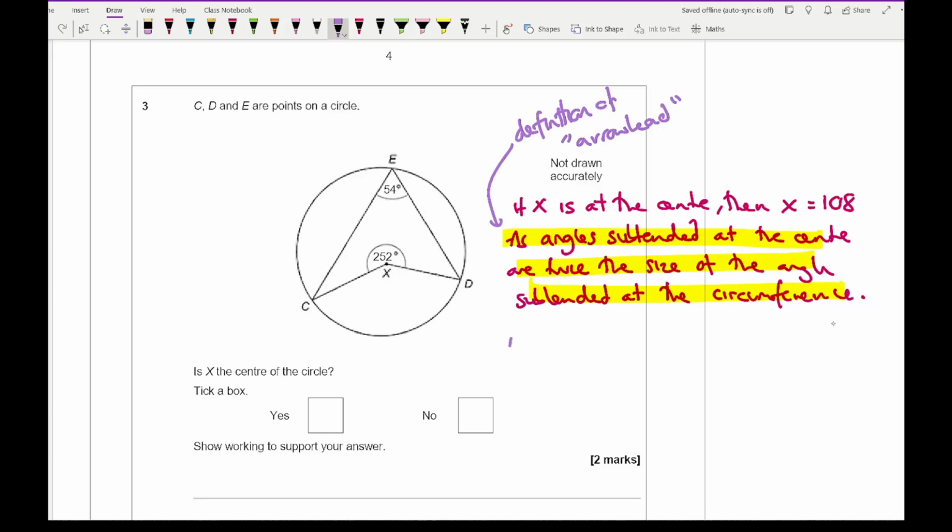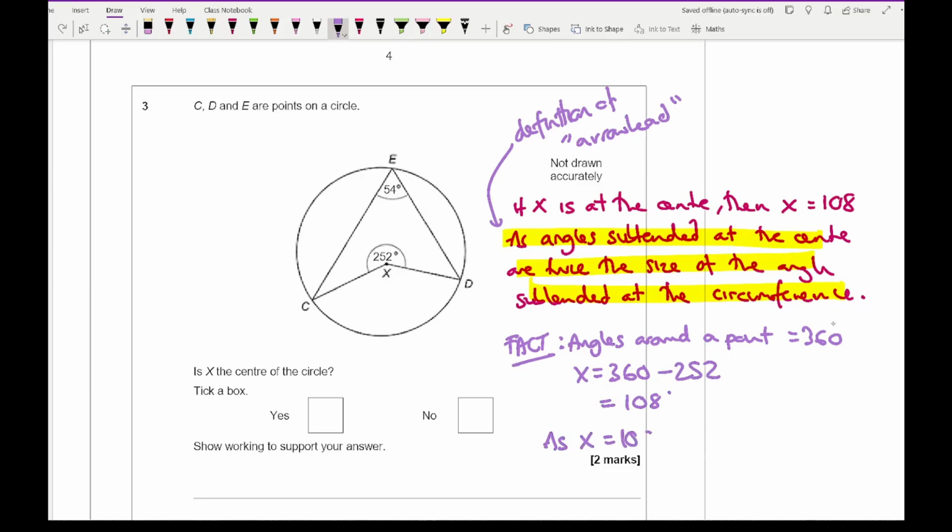Now, in terms of this, one fact that I know is that angles around a point equal 360. So X is going to be 360 minus 252, which equals 108 degrees. So as X equals 108 and 54 times 2 equals 108, then X is at the centre. So the answer then is yes.